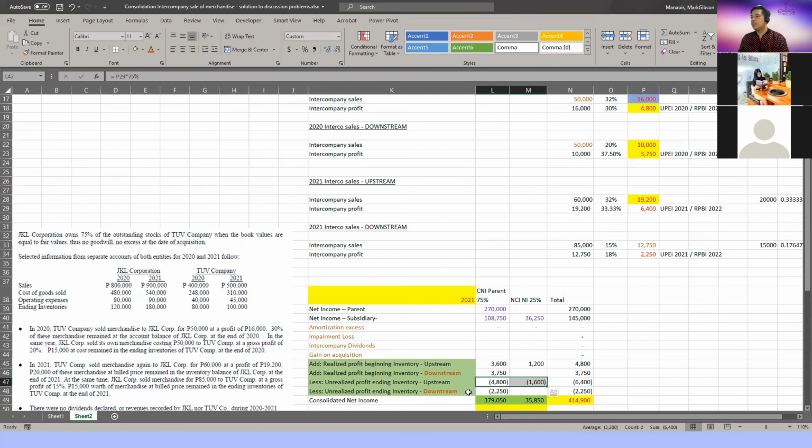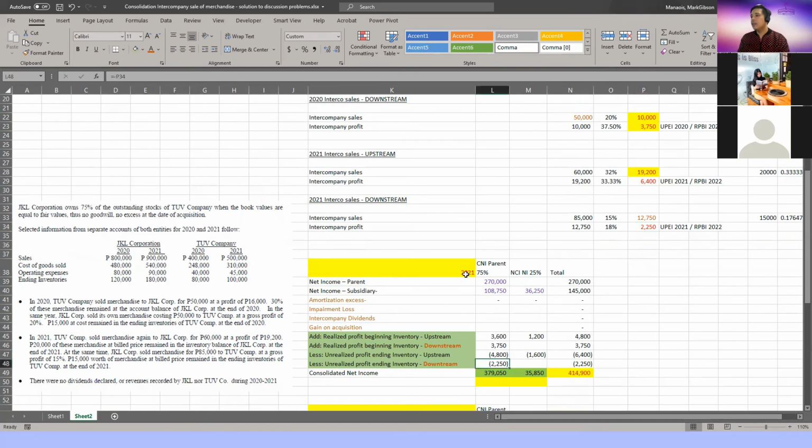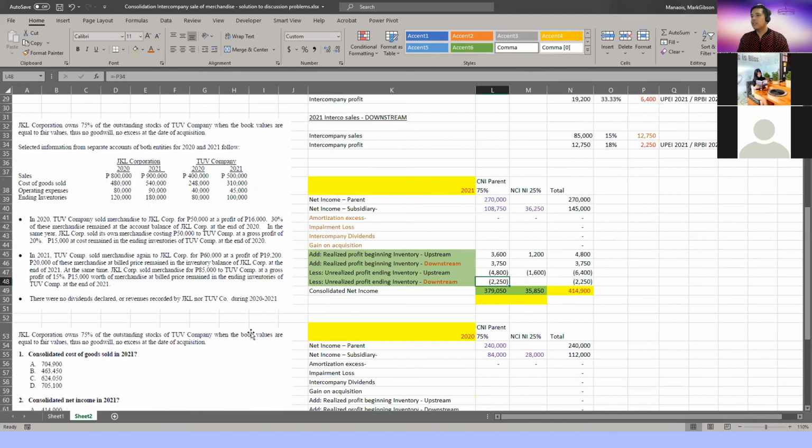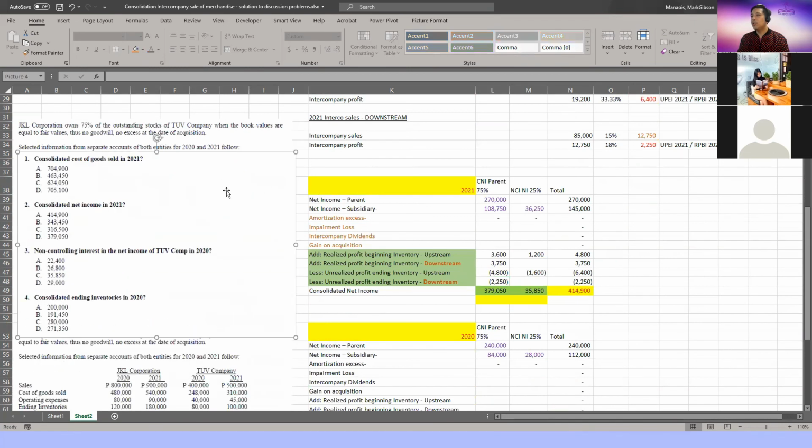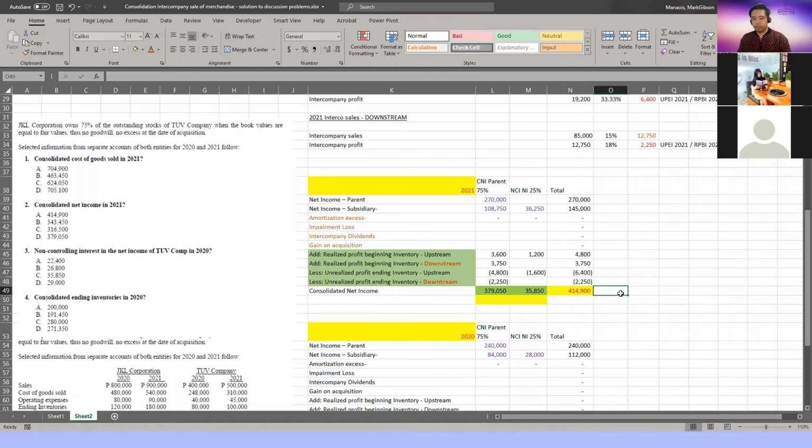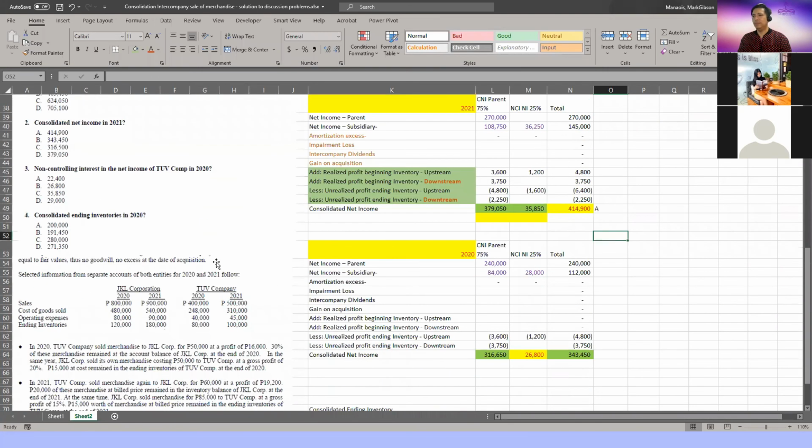Ngayon, pagdating naman ulit sa downstream, that 2,250 will only be attributable to the parent. Huwag magpapalito kasi sa question number 2, the requirement is consolidated net income. So it has to be the total. So it's 414,900 or letter A. Okay, so that's requirement number 2.